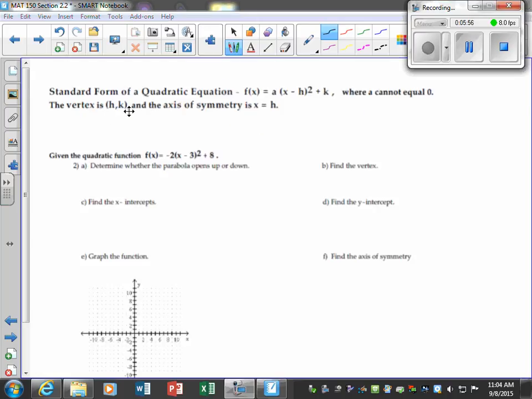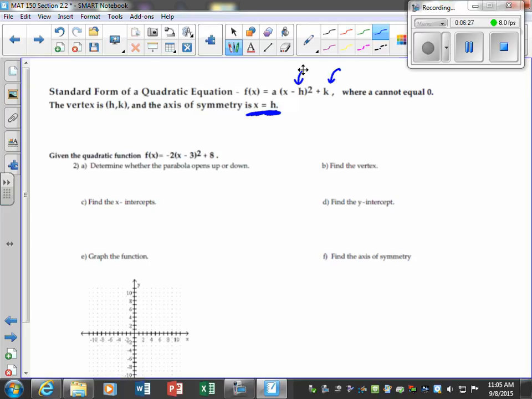The next thing we're going to look at is the standard form of a quadratic equation. So you get f of x is equal to a times (x minus h) squared plus k, where a cannot equal 0. The vertex in particular is going to be (h, k), and the axis of symmetry is always x equals whatever the x value of the vertex is. So that's going to be x equals h by definition.